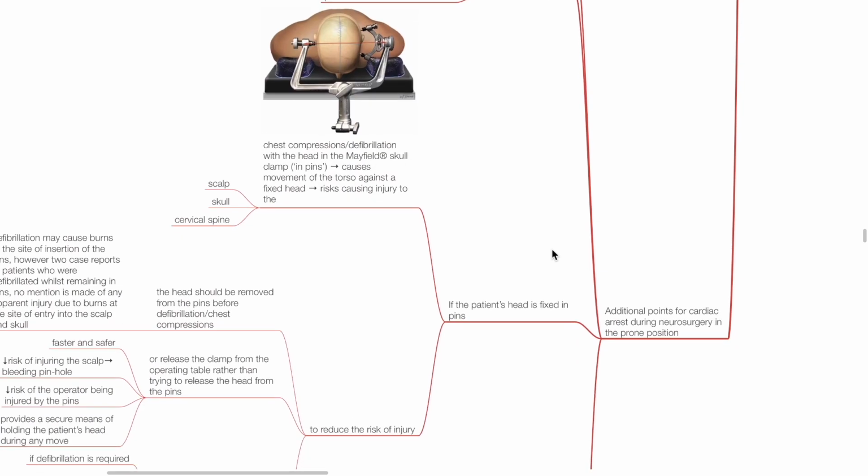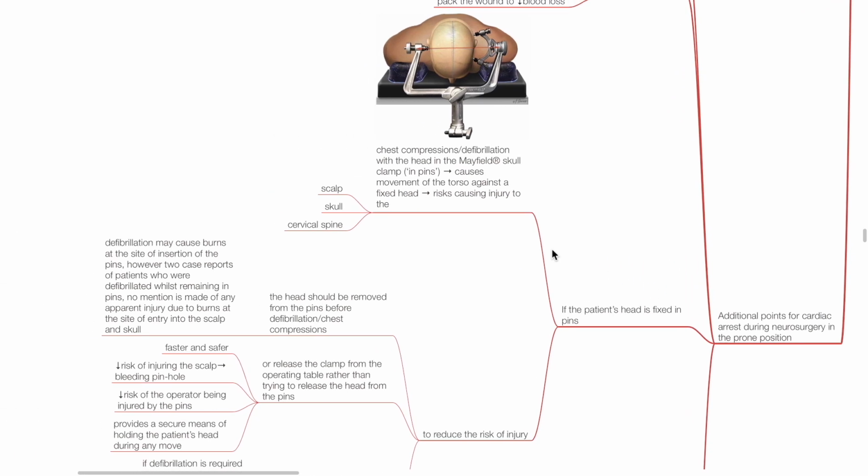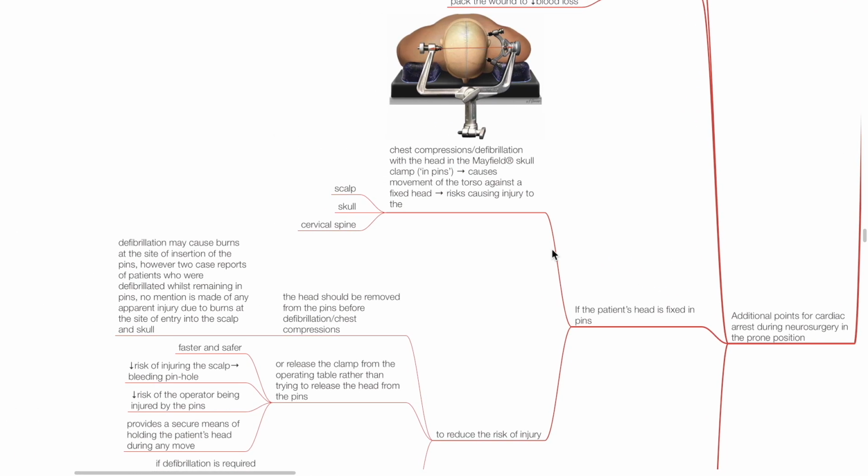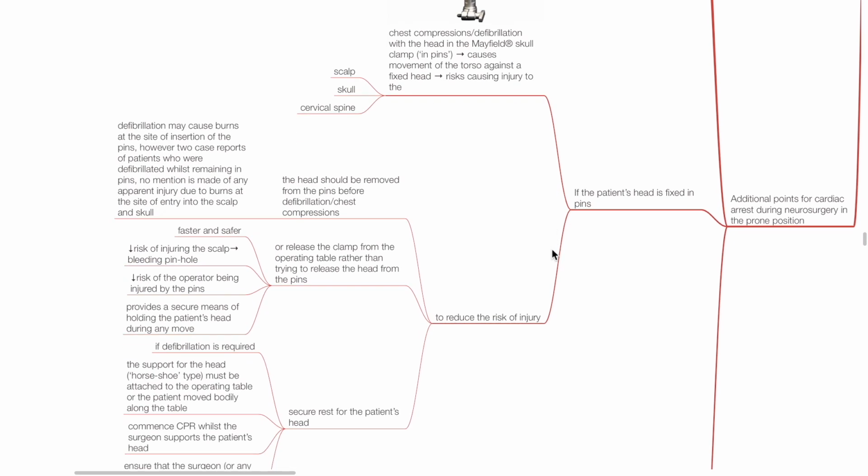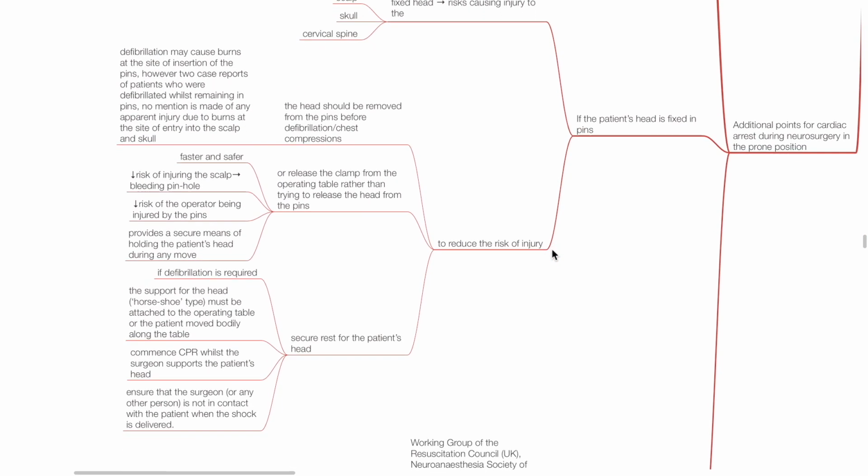If the patient's head is fixed in pins, chest compressions or defibrillation may cause movement of the torso against a fixed head, and this risks causing injury to the skull or cervical spine. To reduce the risk of injury, the head should be removed from the pins before defibrillation or chest compressions. Defibrillation may cause burns at the site of insertion of the pins. However, in 2 case reports of patients who were defibrillated while remaining in the pins, no mention is made of any apparent injury due to burns at the site of entry of the pins into the scalp and the skull.